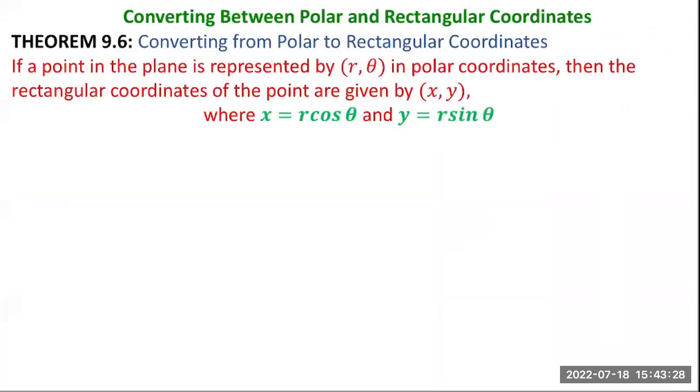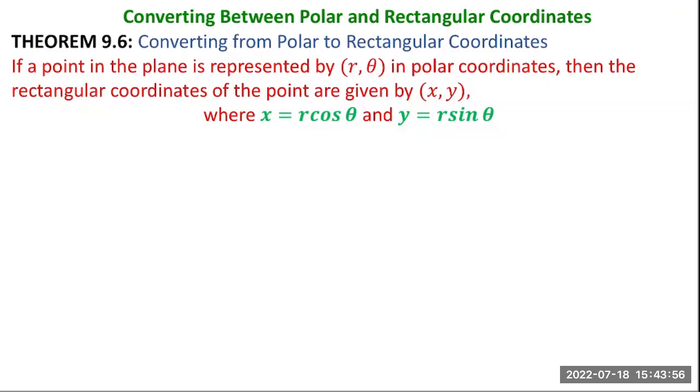Okay, the next theorem that I want to go over is converting from polar to rectangular coordinates. Okay, so here is the statement of the theorem, theorem 9.6. If a point in the plane is represented by r comma theta in the polar coordinates, then the rectangular coordinates of the point are given by the pair x comma y, and x is given by r cosine theta and y is given by r sine theta.